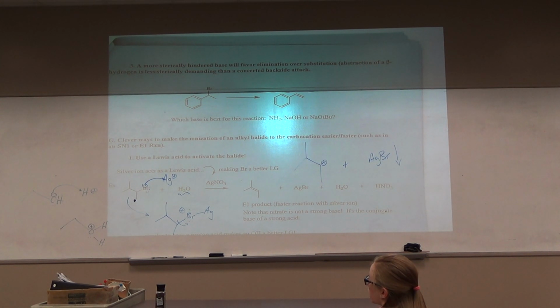Silicon is often sometimes used as a Lewis acid for fluorine because fluorine and silicon really love each other. That's one reason that fluorine will etch glass, because glass is largely silicon-based. The fluoride will react with the silicon, and you'll start degrading the glass and etching it. Halogens and silver, oxygen and phosphorus. Okay.